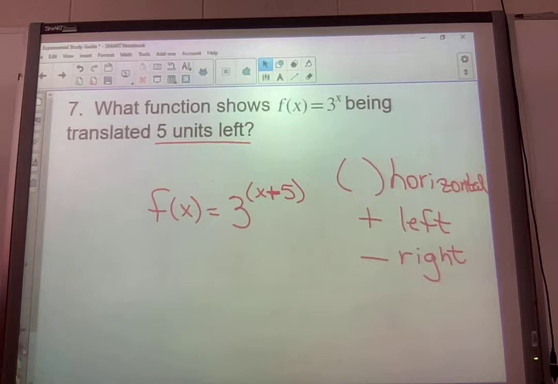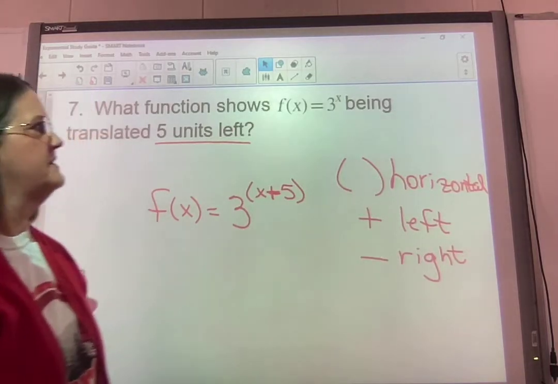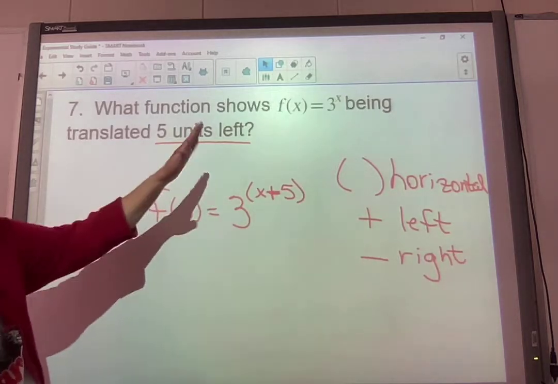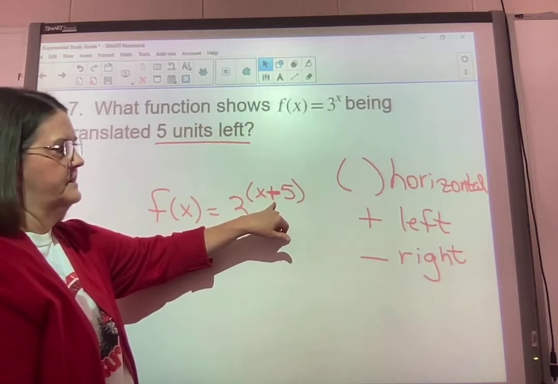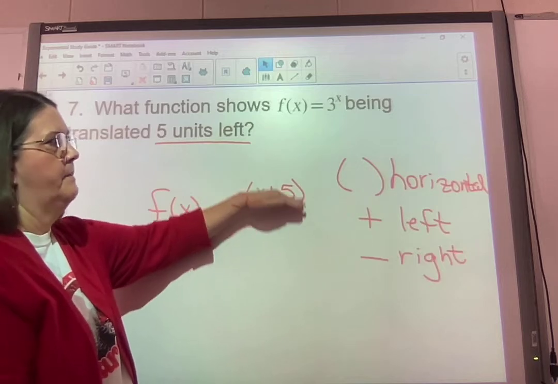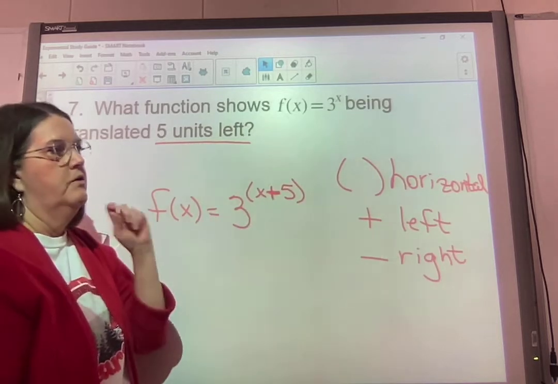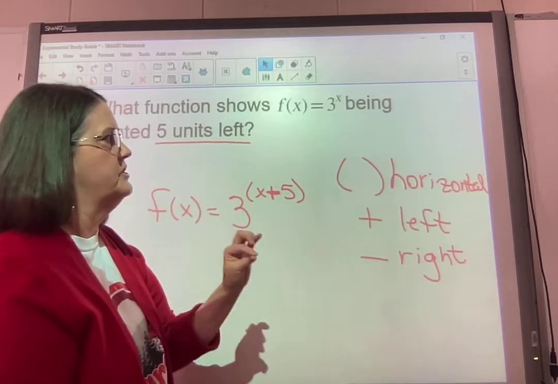What function shows f of x equals 3 to the x being translated 5 units left? If it's being translated 5 units left, remember left is in parentheses and up high. Horizontal movement, and left is a plus sign. Remember, horizontal does the opposite of what our mind wants it to do.